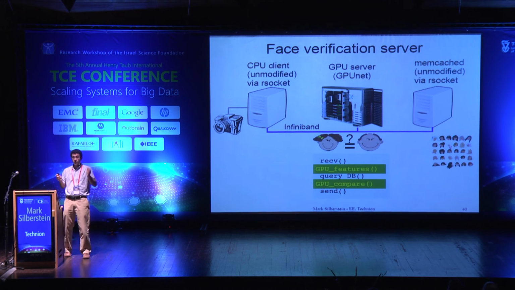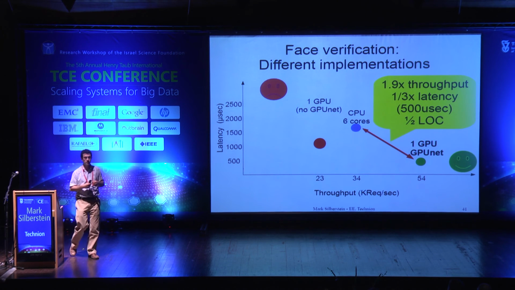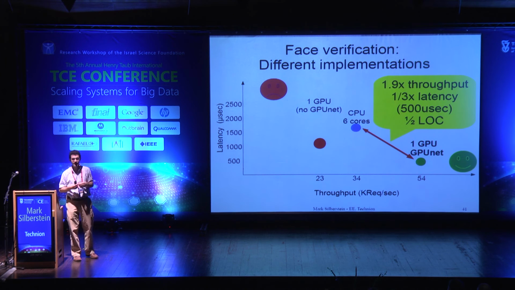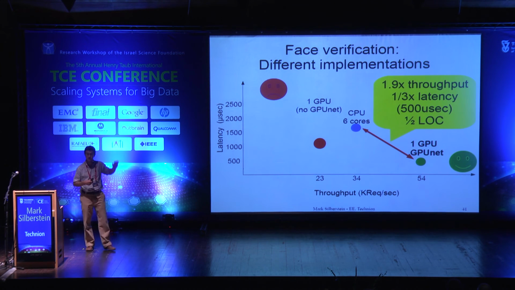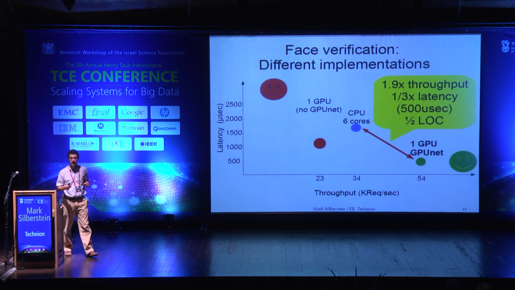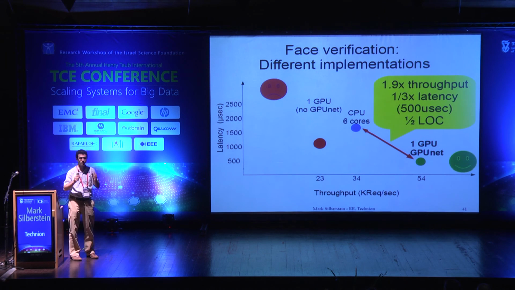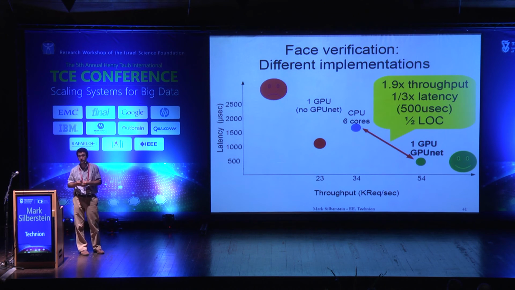So how well does it work? No systems talk can be complete without some kind of nice graph, right? So this is the nice graph that I have. This is a latency-throughput graph where you want to have very low latency and super high throughput. That's your goal. That's the right bottom corner. And you don't want to have high latency and low throughput, apparently.